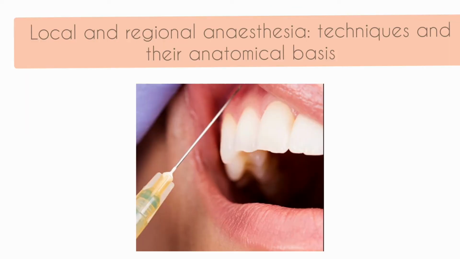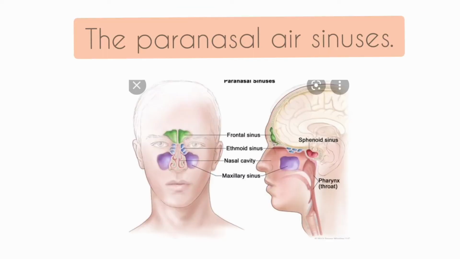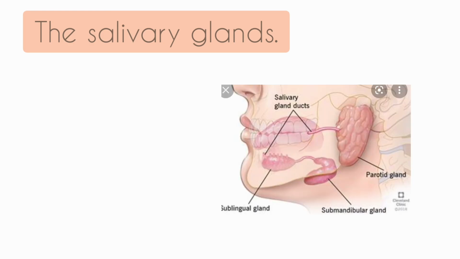Local and regional anesthesia, techniques and their anatomical basis. The anatomy of the larynx and trachea, and of the thorax in relation to resuscitation. The paranasal air sinuses. The salivary glands.